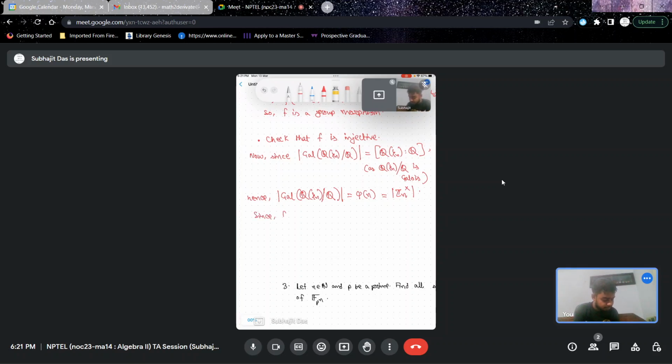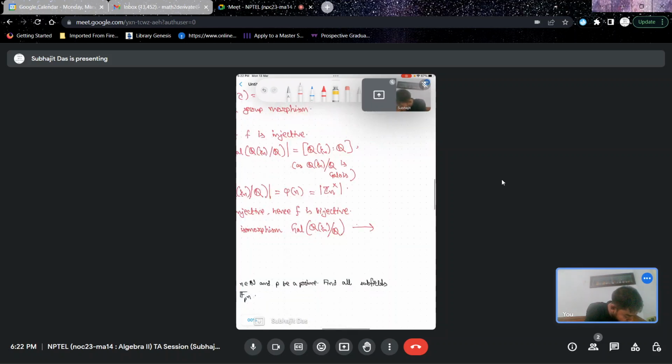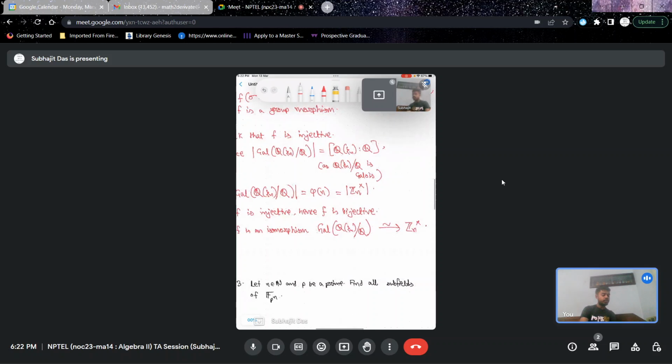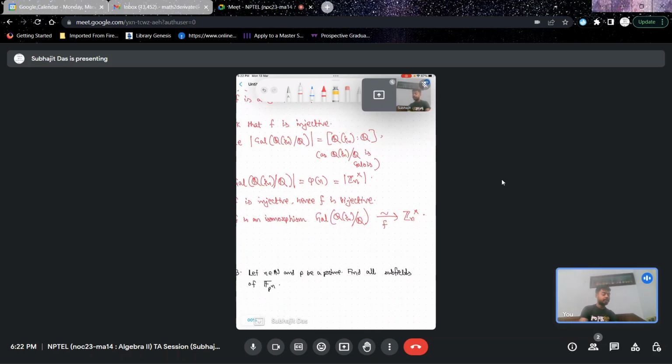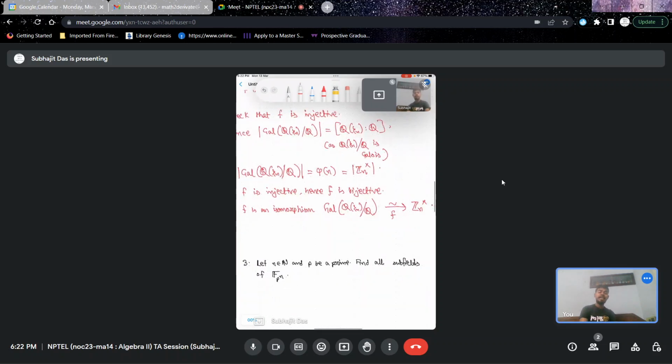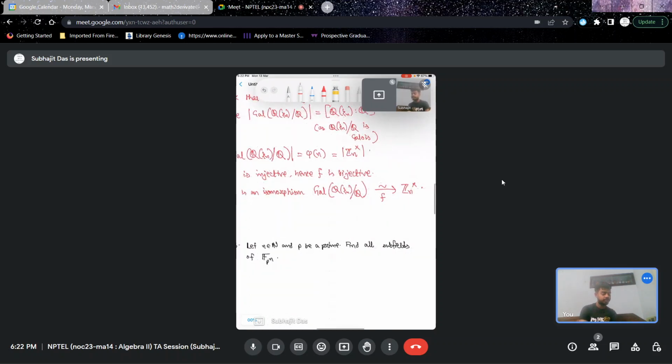Since f is injective, hence f is bijective. Thus f is an isomorphism of the Galois group of Q(ζ_n) over Q onto Z_n cross. Right? So this is an isomorphism, and thus we are done. So the Galois group of the nth cyclotomic extension over Q is precisely Z_n cross. Okay.